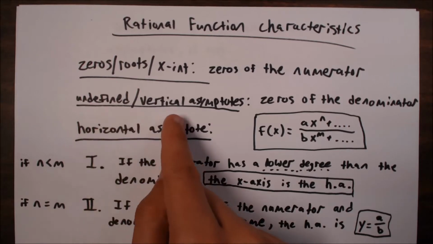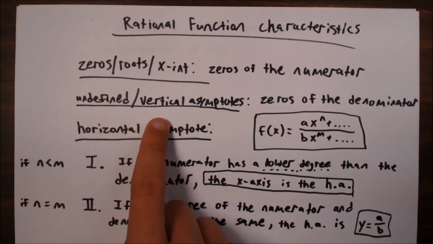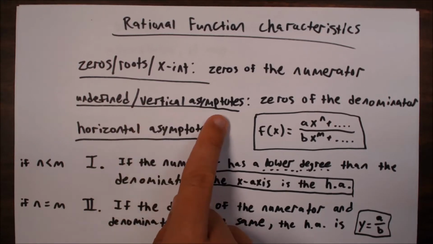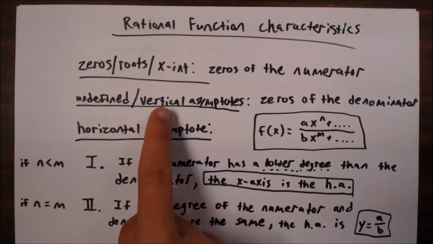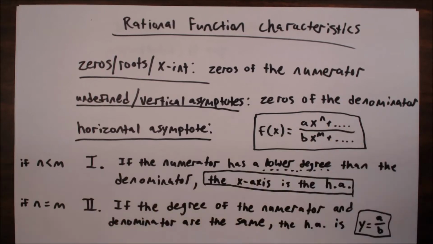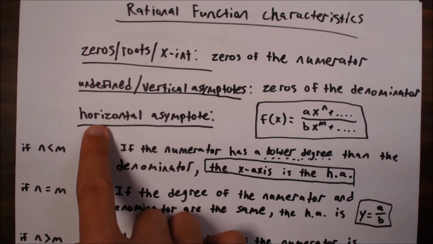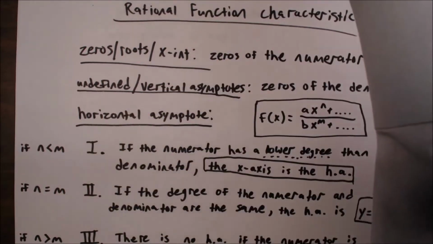Things that make the denominator zero, we call those undefined. Sometimes we call those excluded values, extraneous solutions, potentially. Vertical asymptotes is another thing we're talking about now. When we graph these, a vertical asymptote happens where it's undefined, which is what makes the denominator zero. The new thing we're talking about now is the horizontal asymptote. And you saw that when I showed you that graph in the last video.